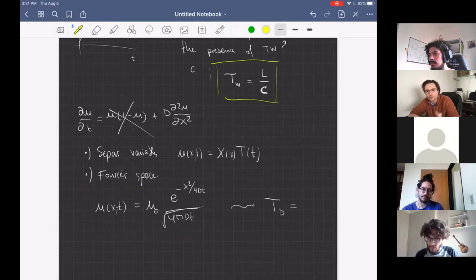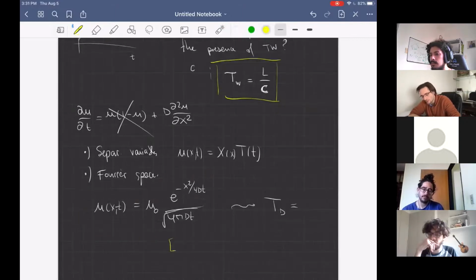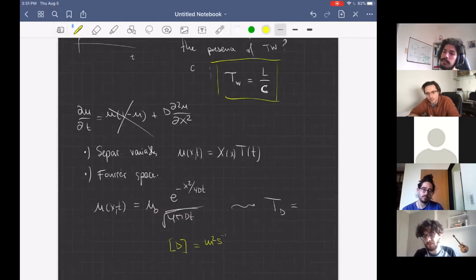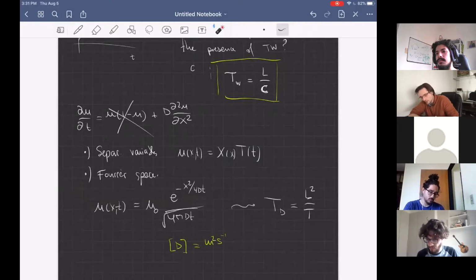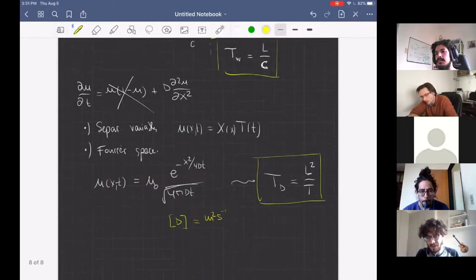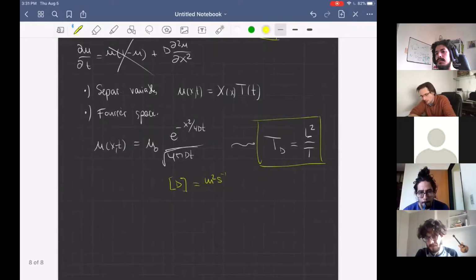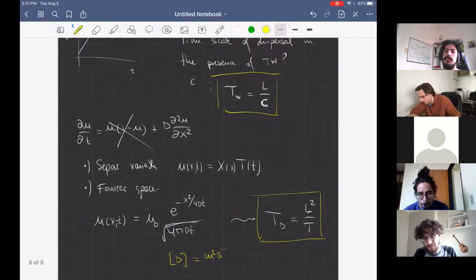So what are the units of diffusion? Diffusion, we said, was this. So the characteristic time scale in this case is going to be L squared, because now remember that the diffusion has units of length squared over time. And this is a very, again, this is a very divided by D, right? Yes, divided by D. Sorry, actually I think I did something.